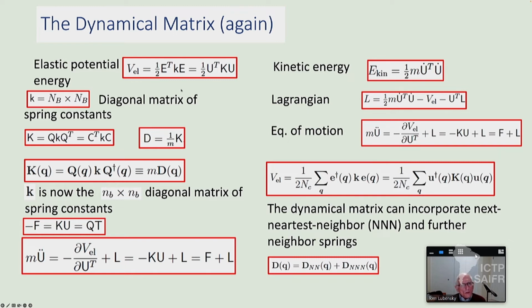The elastic energy now in the Q space looks at the bonds in the unit cell, and the elastic energy is stretch transpose spring constant matrix times stretch, which then becomes u transpose K of q u, and the K of q again is M times D, and this is what one uses to calculate the phonon spectrum.